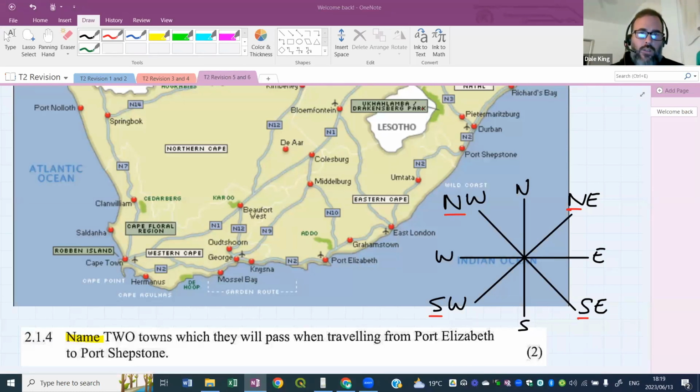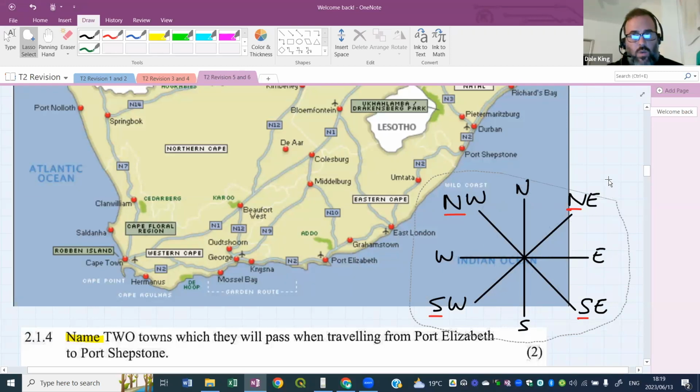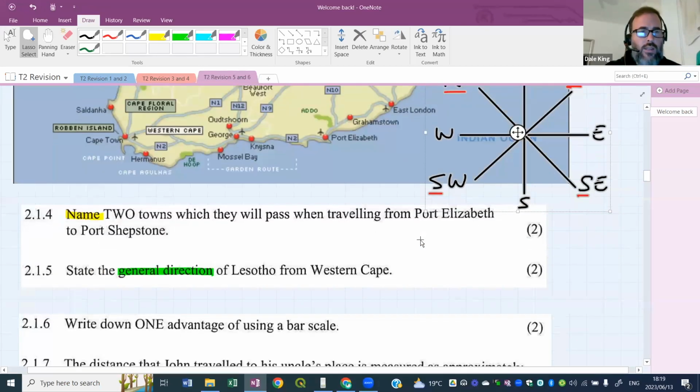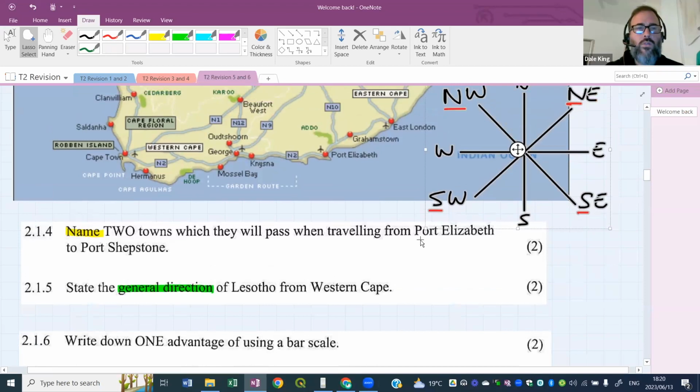Now that we know this, let's take this imaginary compass, because this whole thing isn't given to you in the exam. Sometimes it's just north. You guys have to know or build your own, okay? So we're going to take this compass, and now we're going to go to our question. So what do we have to do? They say, state the direction, the general direction of Lesotho from the Western Cape.